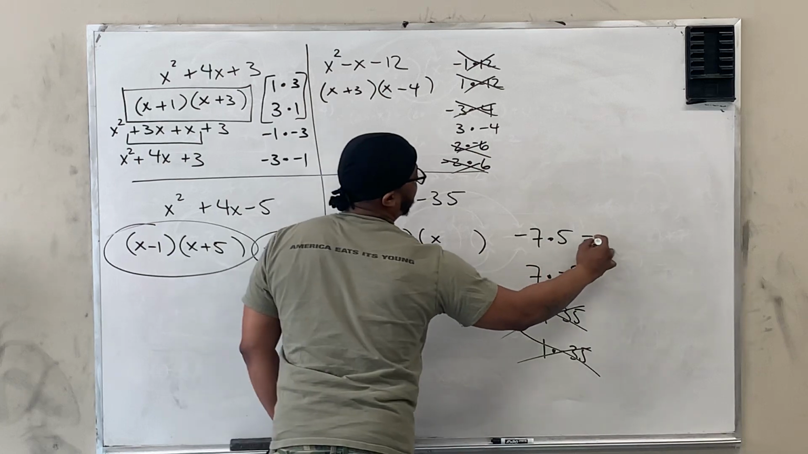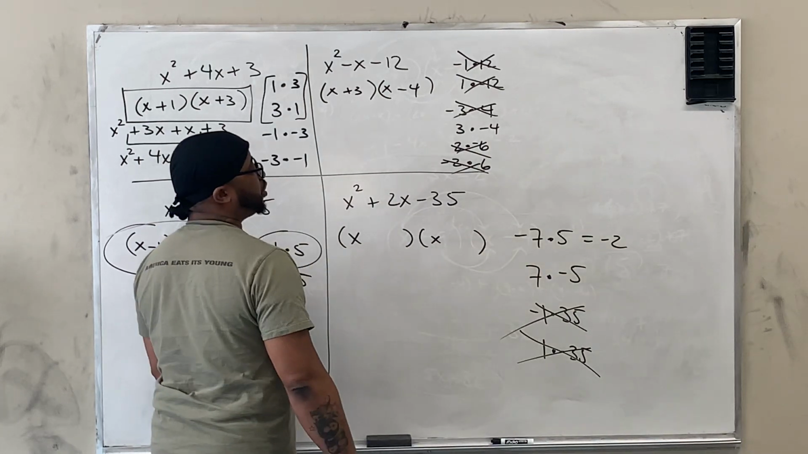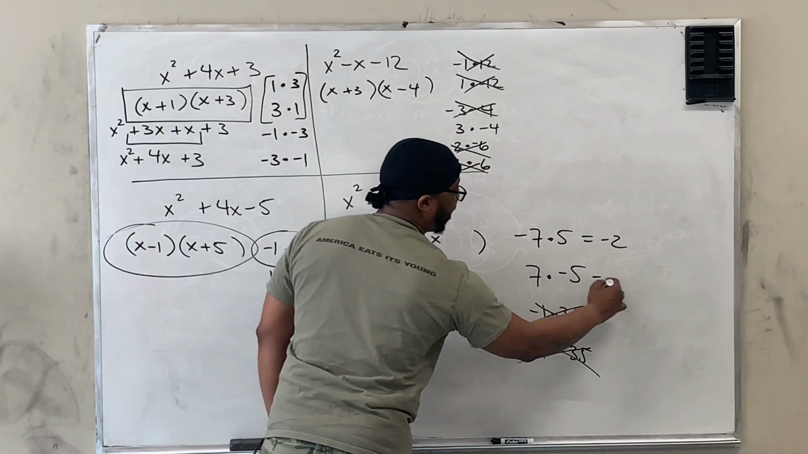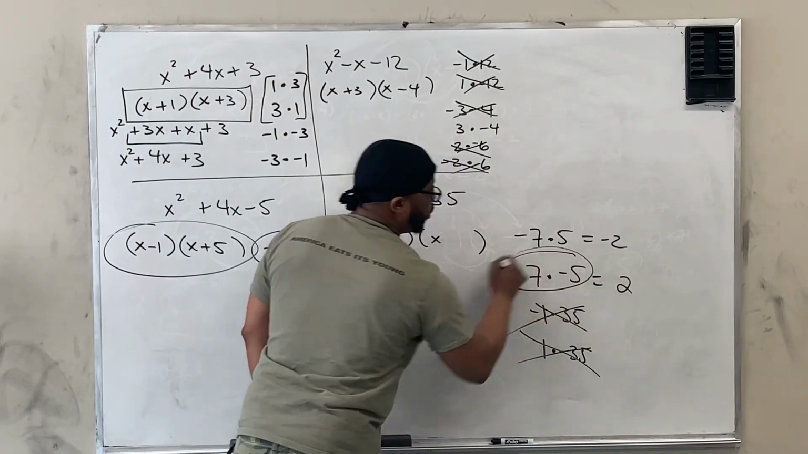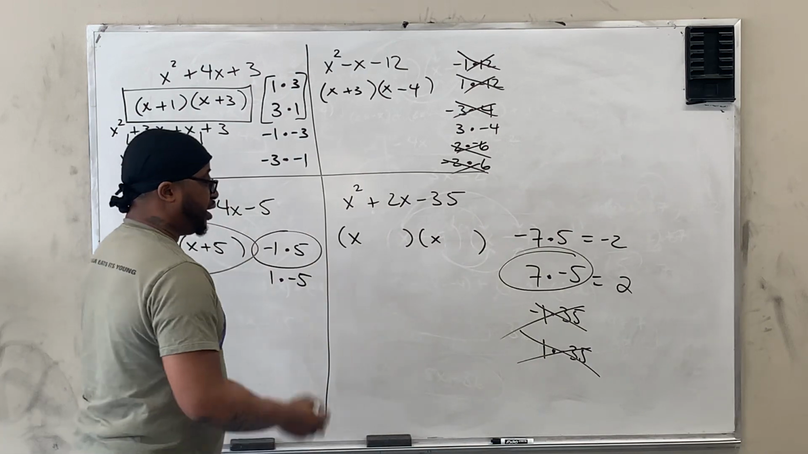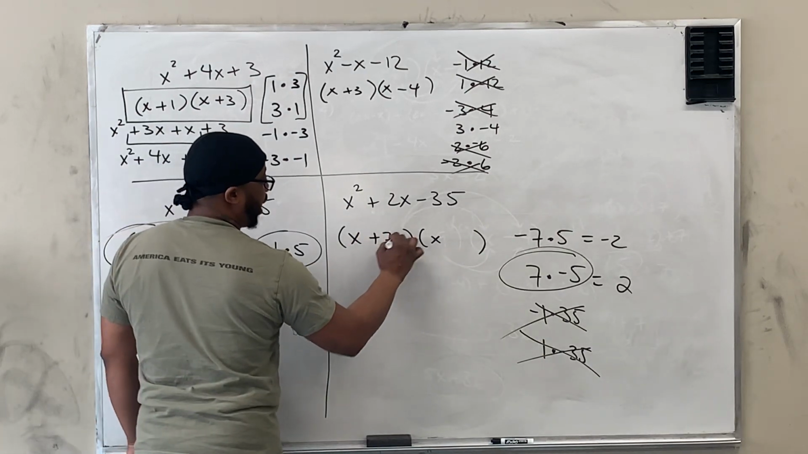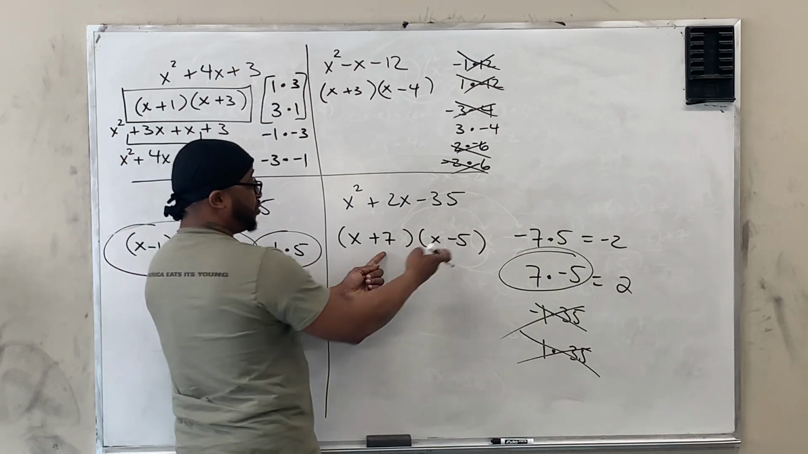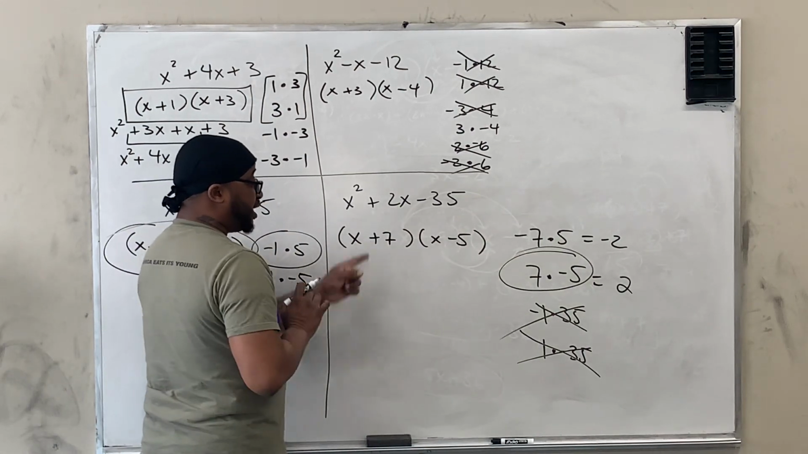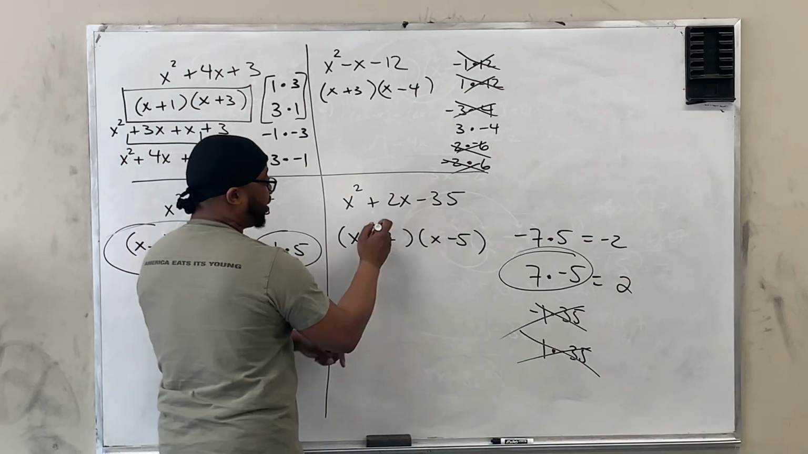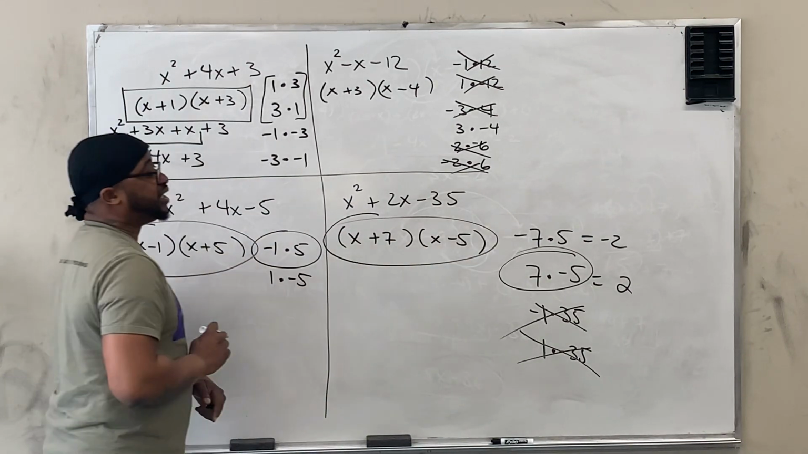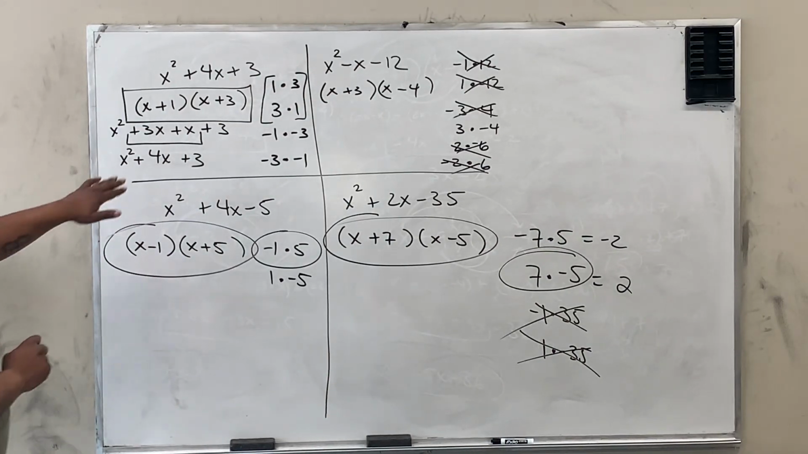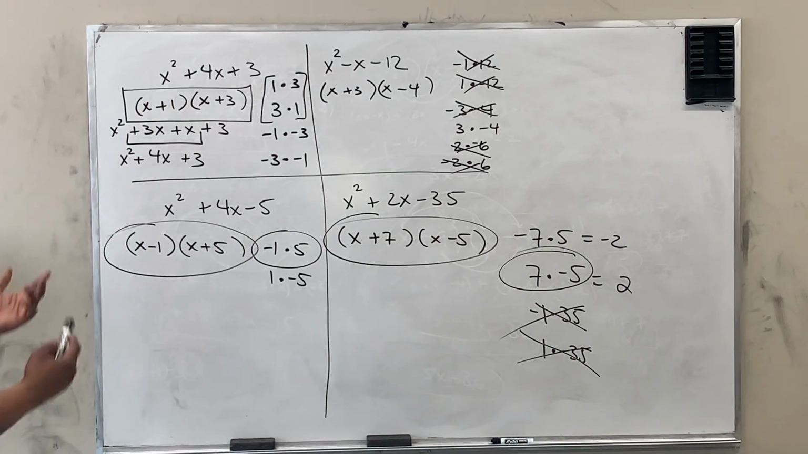Minus 7 plus 5 would give us -2. We're now looking for +2. But we have this 7 minus 5 gives us a 2, so we found our lucky numbers. I'm going to put this +7 and this -5 here, and I can check it. 7 minus 5 gives me 2. 7 times -5, -35. There's my answer, and this is how I do my breaking down a quadratic equation into factors, so basically factoring them.